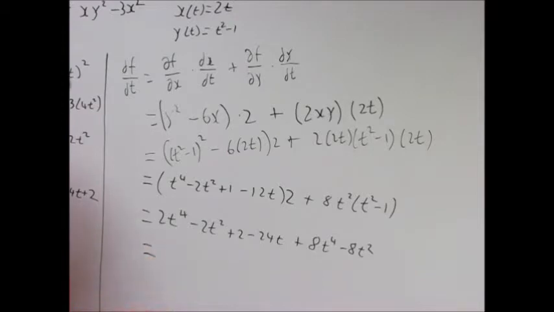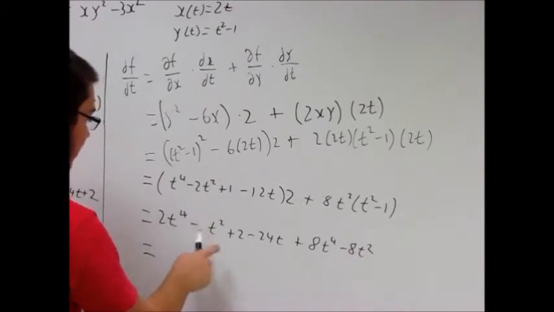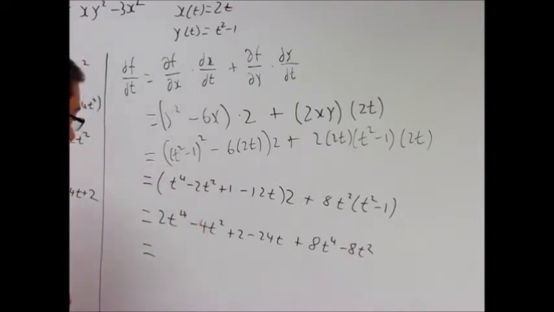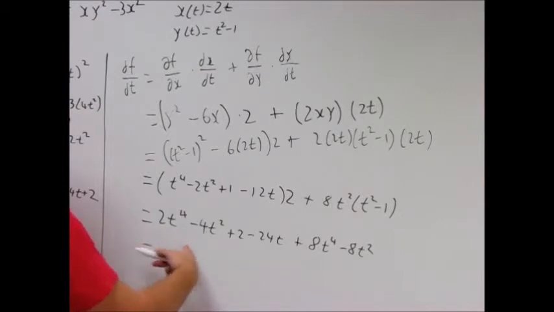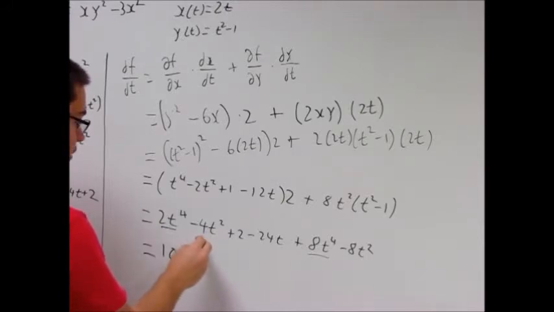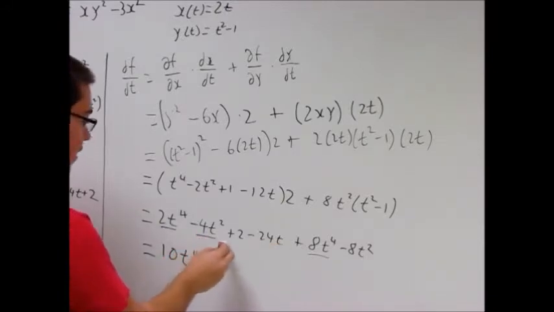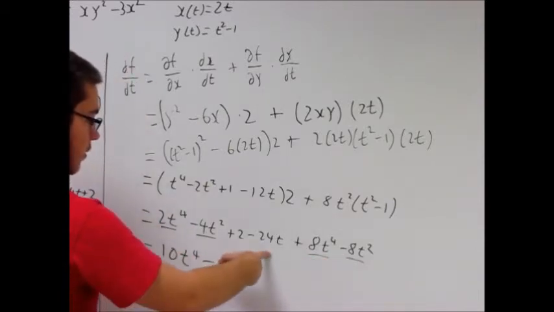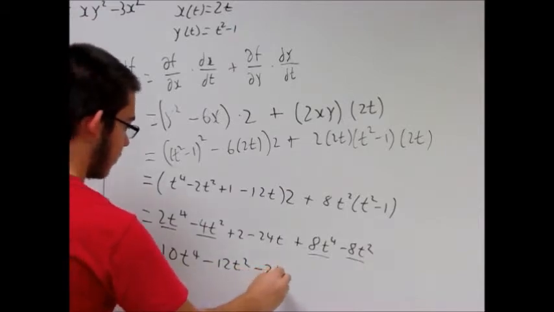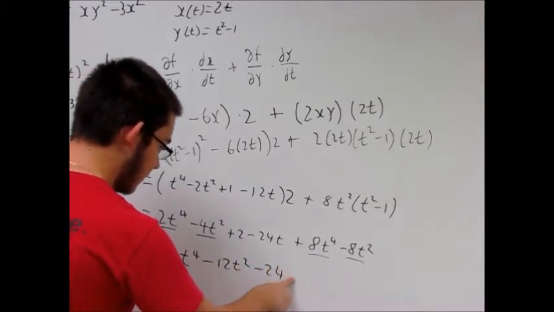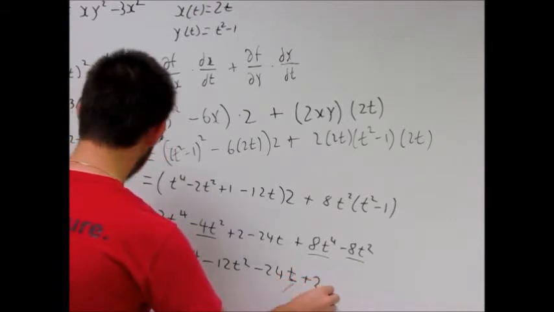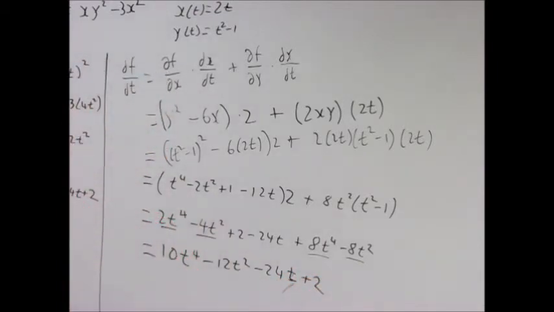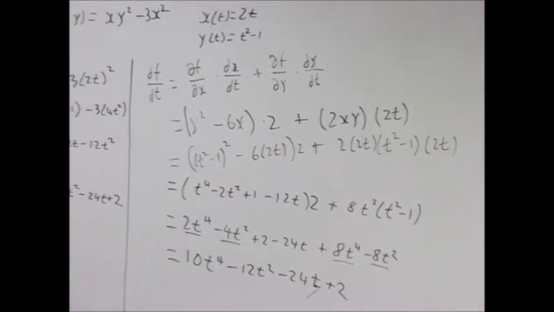And that becomes what? It will become this, right? It's 4t squared over here. Okay, so 2t to the fourth, and then 8t to the fourth, that makes 10t to the fourth. How many t cubes? We don't have any. Negative 4t squared and negative 8t squared gives negative 12t squared. 24t minus 24t, t plus 2, and I think that's what we got over here. Yes. So we can see that the chain rule worked.